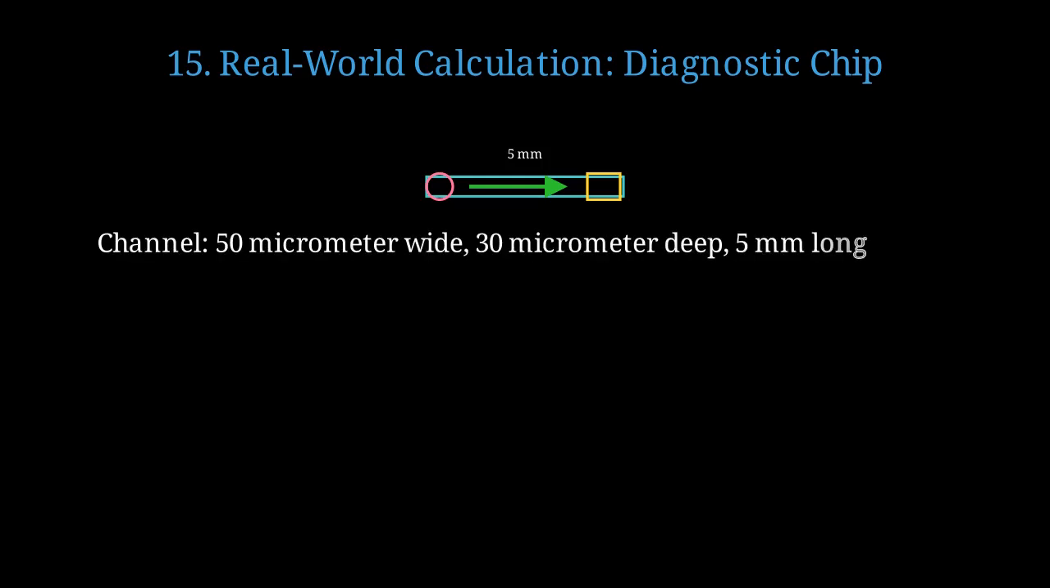Let's design a real diagnostic chip and calculate its performance parameters. Consider a 5 mm long channel, connecting a sample reservoir to a detection zone. Channel dimensions are 50 micrometers wide, 30 micrometers deep, and 5 mm long. The hydraulic radius is approximately 20 micrometers. Capillary pressure is 2 times 0.072 divided by 20 times 10 to the minus 6, giving 7,200 pascals.